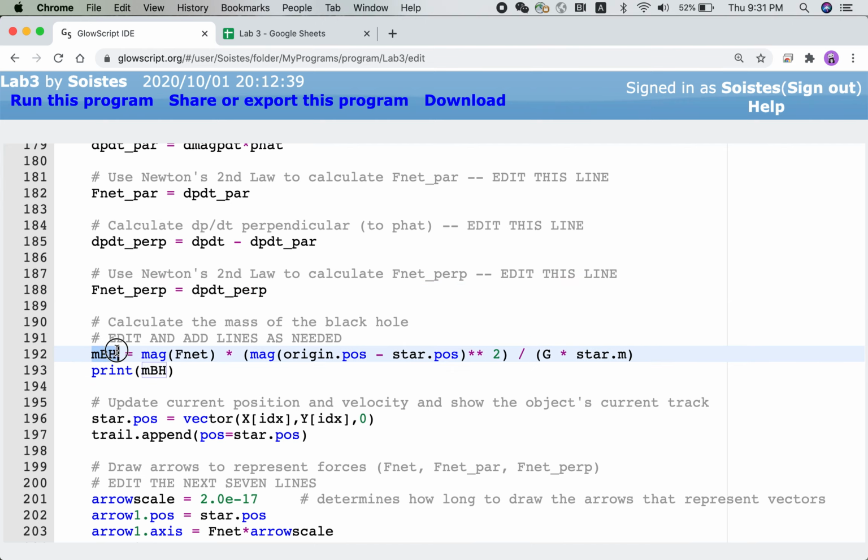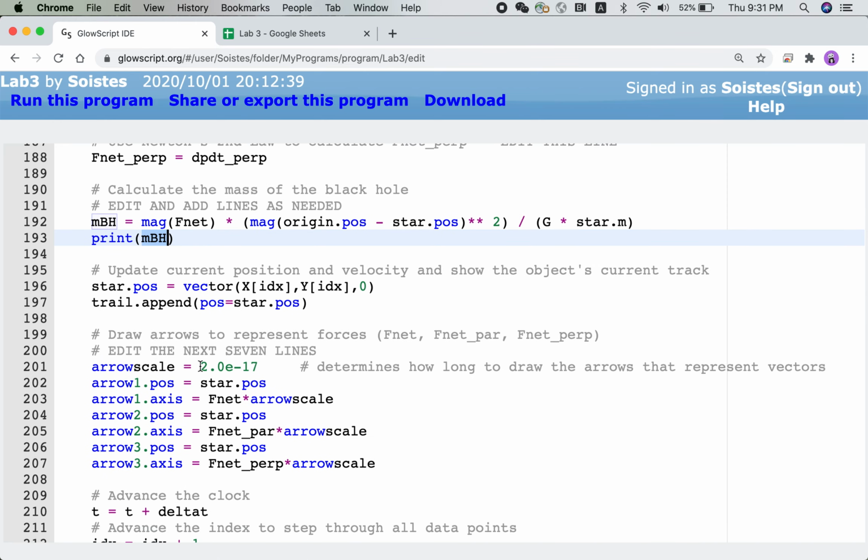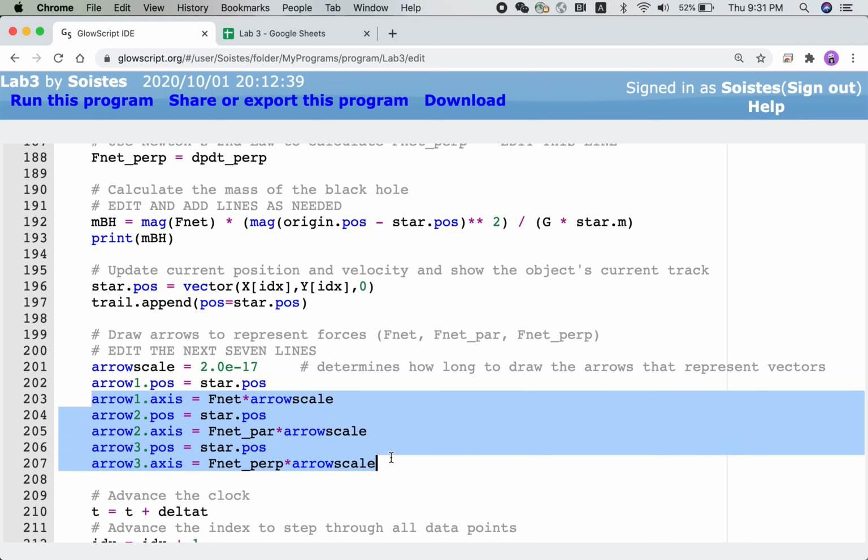To calculate the mass of the black hole, we use the gravitational force between the star and the black hole. The magnitude of the net force times the distance between the black hole and the star to the power of 2 divided by the gravitational constant times the mass of the star. And we print the mass of the black hole. Here I change the value of the arrow scale to make the arrows and the trajectory visible. Those arrows represent the net force and its components. And then we run this program.